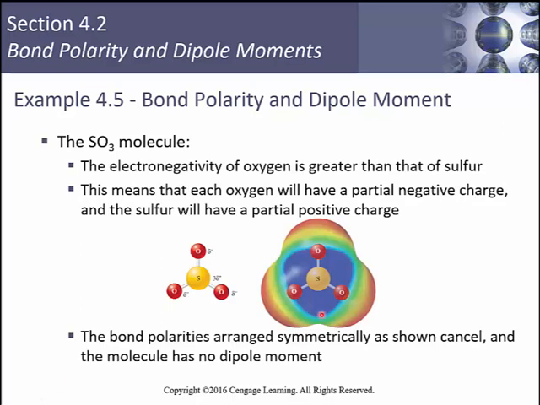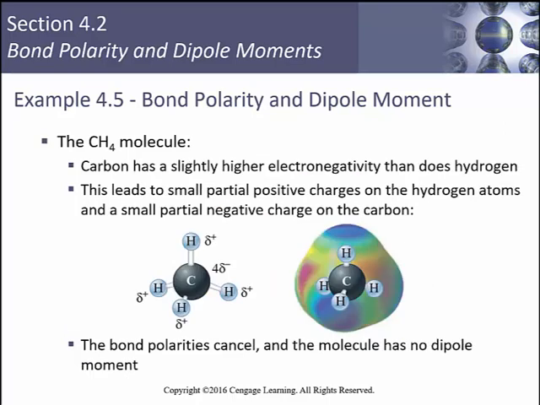For our SO3 molecule, the electronegativity of oxygen is quite a bit greater than that of sulfur, which means that the oxygen is going to have a partial negative charge, and the sulfur will have a partial positive charge, so our individual bonds are polar, but because they are arranged symmetrically, they're going to cancel each other out. The molecule has no dipole moment.